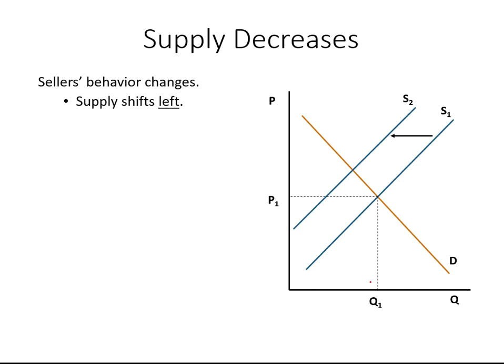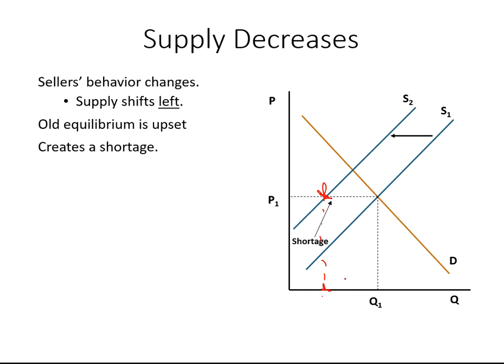You can see if the price is still being charged at P1, the quantity demanded will still stick at Q1, because the intersection between P1 and the demand curve is still Q1. However, the intersection between the supply curve and the price is at this spot, and corresponding to this spot the horizontal value will be here, which is on the left-hand side of Q1. That means it is smaller than the quantity demanded. So in this case, the market will have a shortage.